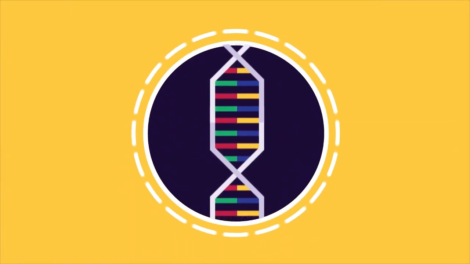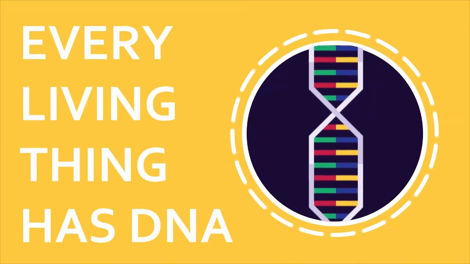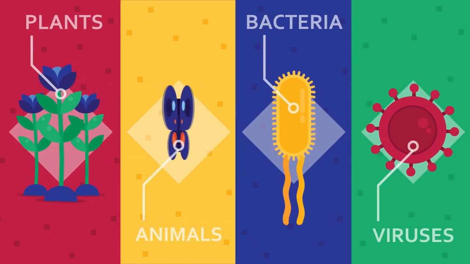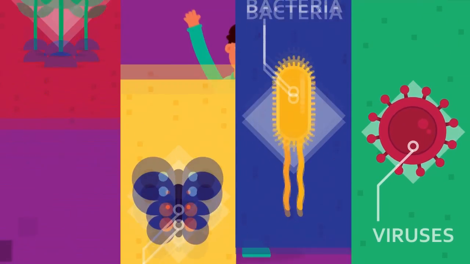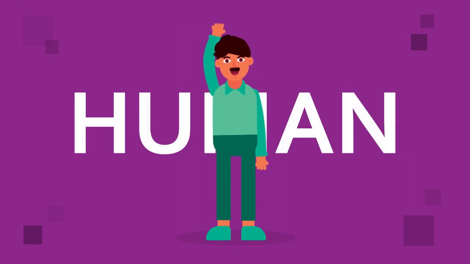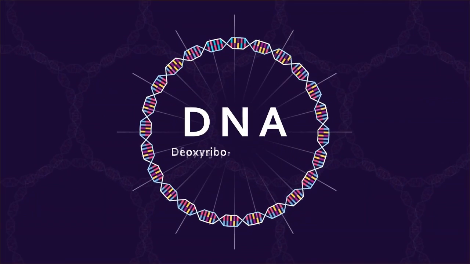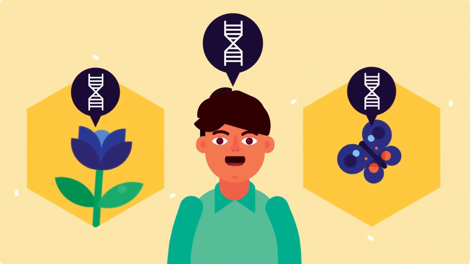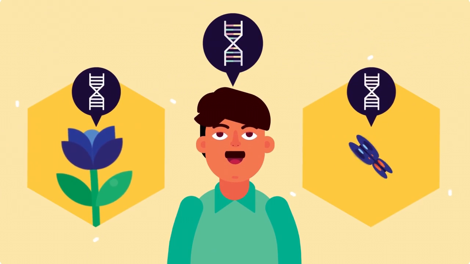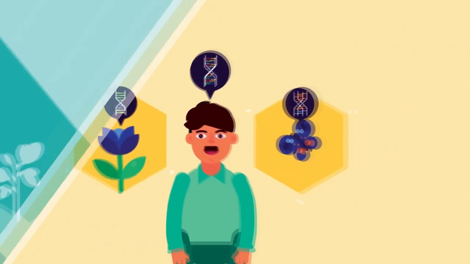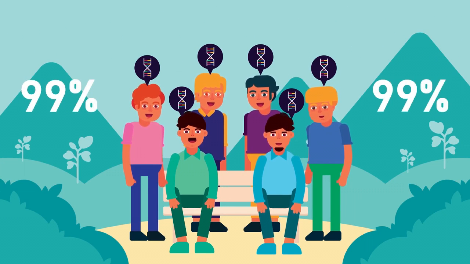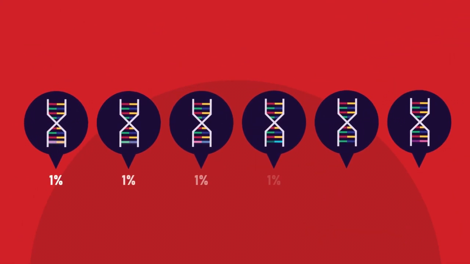What is DNA? Every living thing has DNA, from plants to animals to bacteria, even to viruses, which were once considered non-living. And most importantly, we humans have it. DNA stands for deoxyribonucleic acid, and although every living thing has DNA, its very composition differentiates you from others. The interesting fact is that humans' DNA is 99% the same, therefore only 1% of DNA makes you unique.